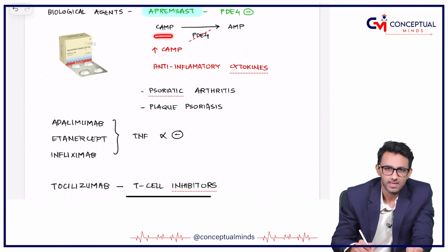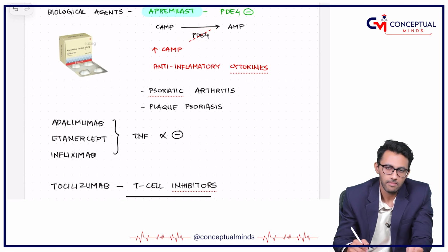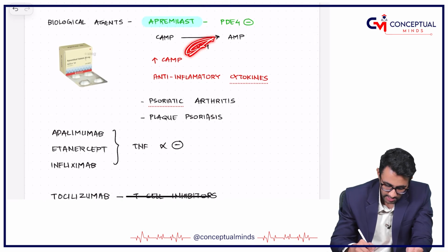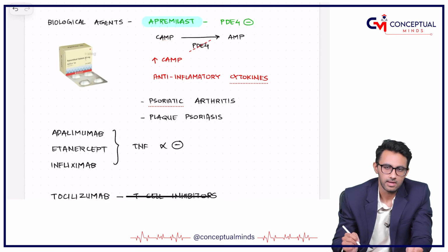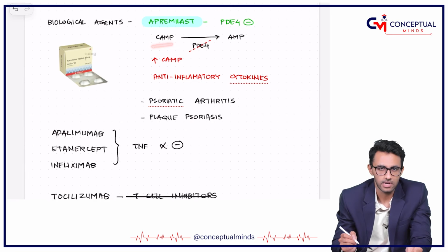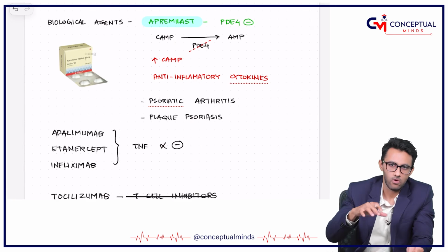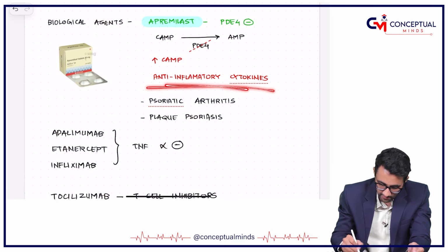Cyclic AMP is converted into AMP by PDE4, and this is blocked by apremilast. Because of the blockage, there is an increase in cAMP, which is an anti-inflammatory intermediate and has anti-inflammatory cytokines. Because of this, there will be suppression of the lesions, because we can control the inflammatory cytokines.